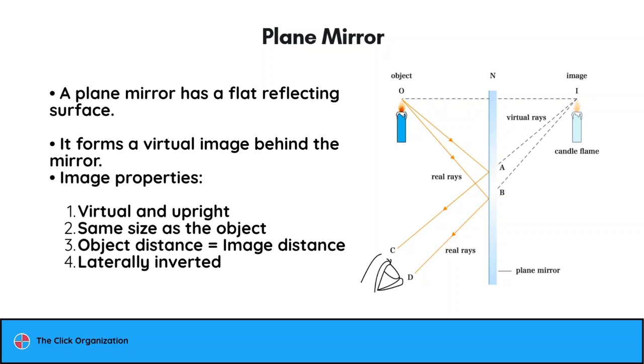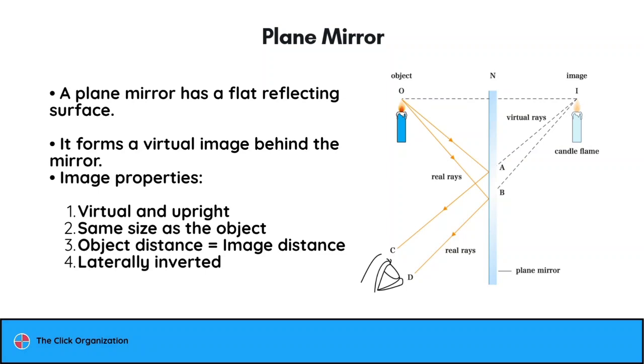First, it is virtual and upright. The image cannot be projected onto a screen and it appears standing in the same direction as the object. And second is that it has the same size as the object. And three, object distance equals image distance. And what this means is that the distance from the object to the mirror is exactly equal to the distance from the image to the mirror. And if an object is 2 meters in front of the mirror, its image appears 2 meters behind the mirror.